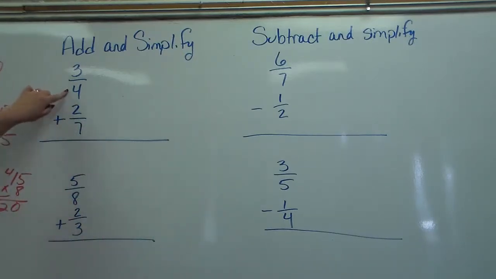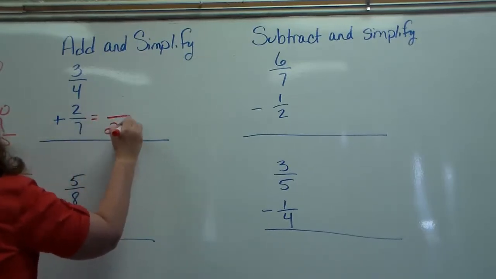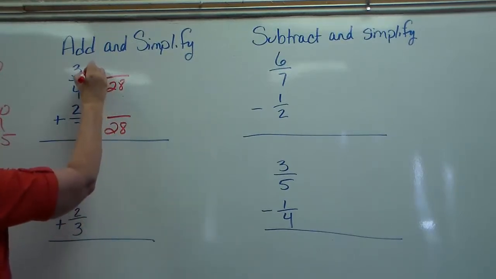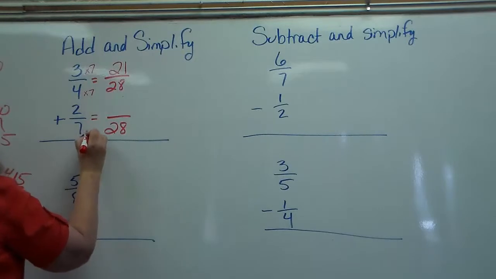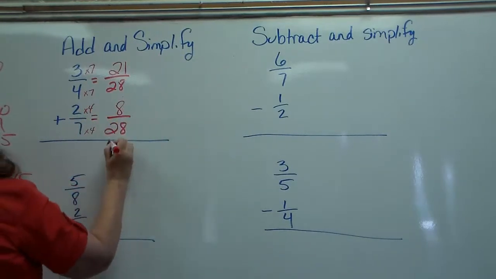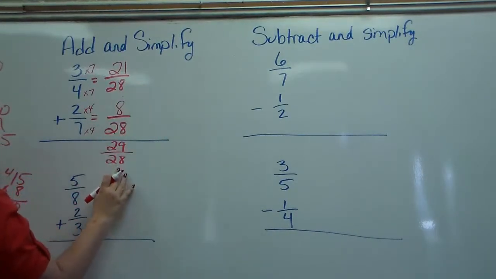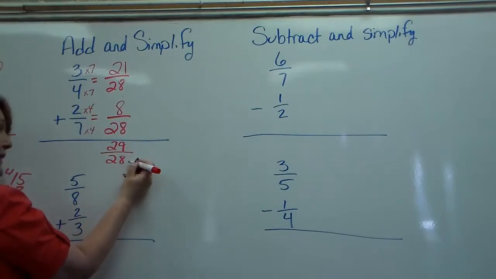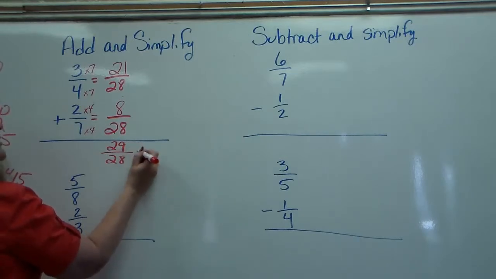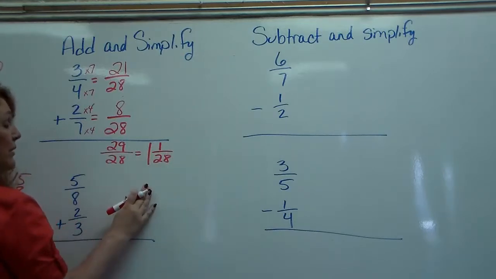So I've got to figure out how to make 4s and 7s the same. I've got to find a common denominator. Well, 4 and 7 both go into 28. 4 times 7 is 28, and this is 21. 7 times 4 is 28. That makes this 8. 21 plus 8 is 29 over 28. I do not add the denominators. I have 29 28ths, and I have to fix this. I can't leave the numerator bigger than the denominator. Well, 28 goes into 29 one time with 1 left over, and I keep the same denominator.